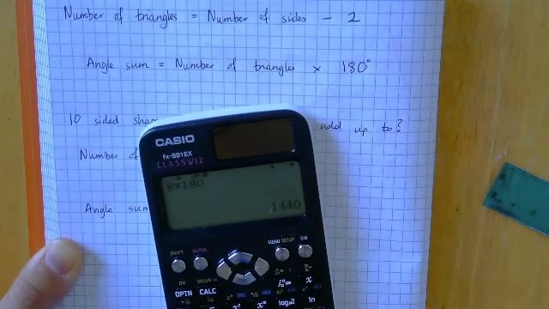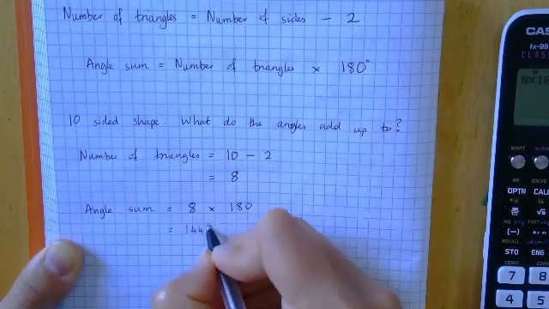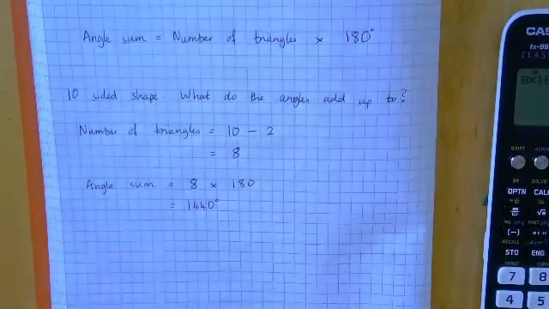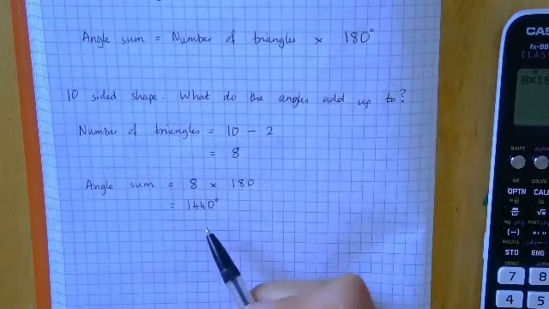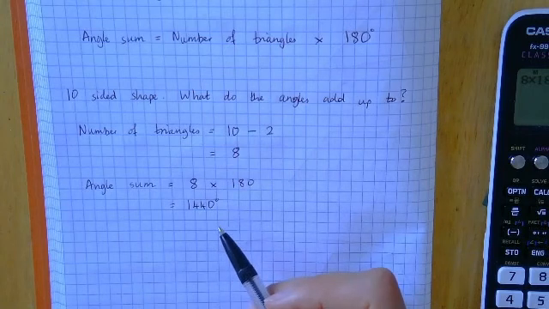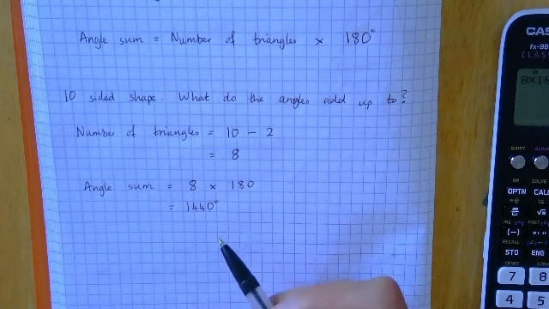Now I'm not going to pretend to do that in my head very quickly. Let's do 8 times 180, 1,440 degrees. So, angles in a 10-sided shape add up to 1,440. Okay, so that's how you work out what the angles add up to.